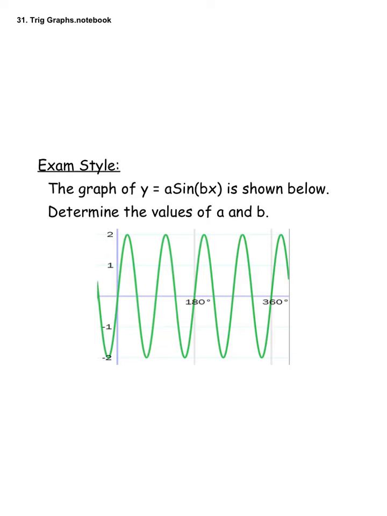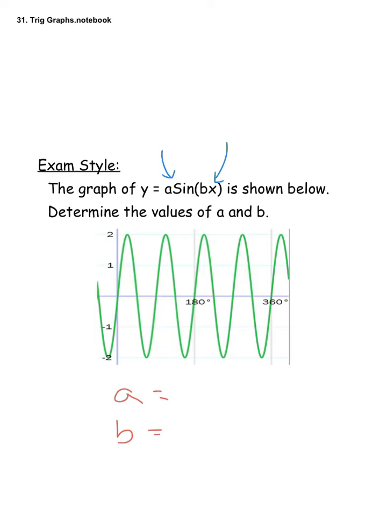Right, so now we're going to look at an exam style question. The question says the graph of y equals a sine bx is shown below. Determine the values of a and b. Okay, so we can just put an a underneath here and a b underneath here. A is in front of the sine x. It is an amplitude. B is in with the angle of sine x, so it is a period multiplier.